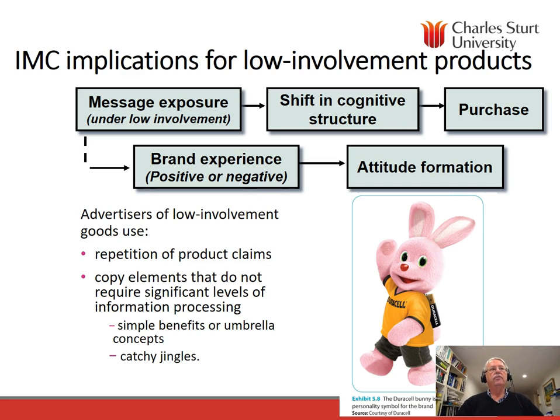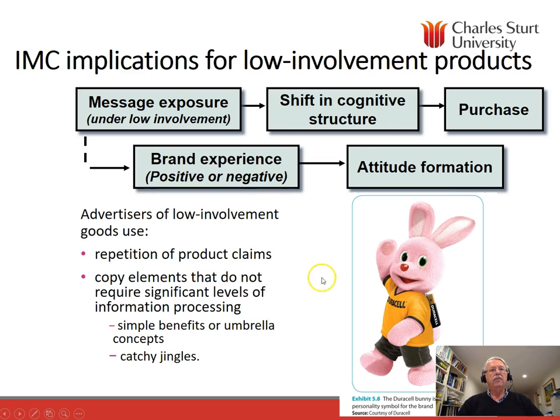We try to achieve a shift in their cognitive structure so that they buy. And one of the ways that we do this is through the brand experience process, and this leads to attitude formation. So usually advertisers of low involvement goods use repetition of product claims, and they copy elements that don't require significant levels of information processing. Simple benefits, umbrella concepts, catchy jingles, etc.